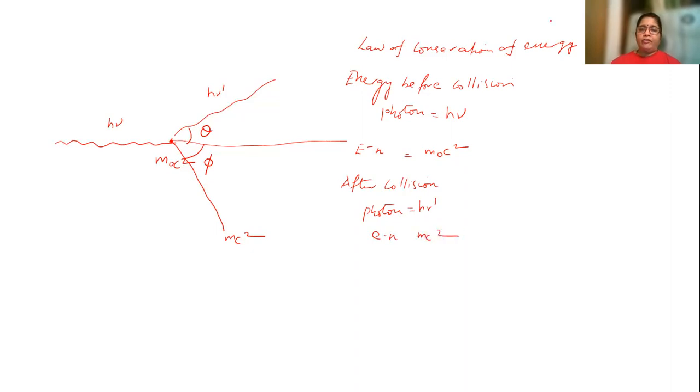So from the law of conservation of energy, we know that total energy before collision is equal to total energy after collision. So what do we write? Total energy before collision is the sum of the energy of the photon and the energy of the electron. So we have h nu plus m0 c square is equal to h nu dash plus mc square. So what do we have here? We have the total energy before collision. We also have the total energy after collision. So this is part one.